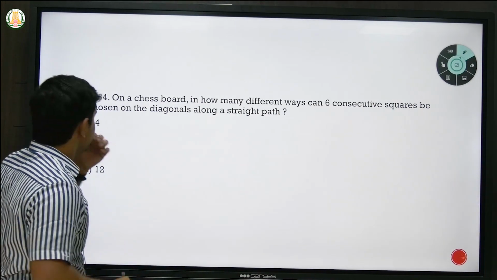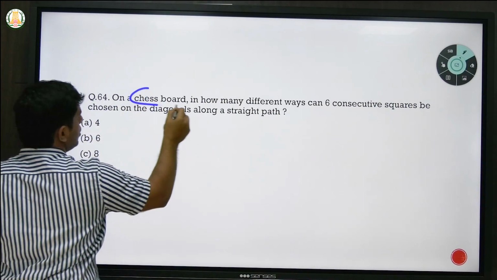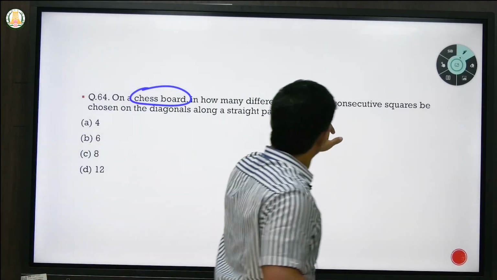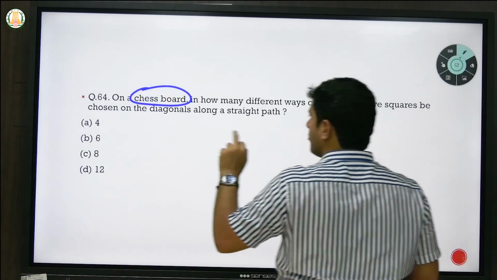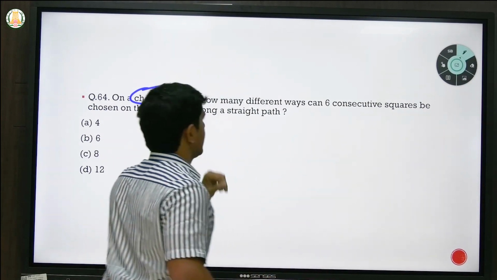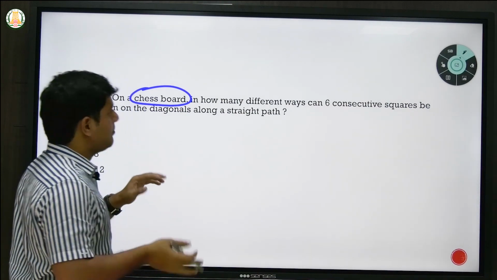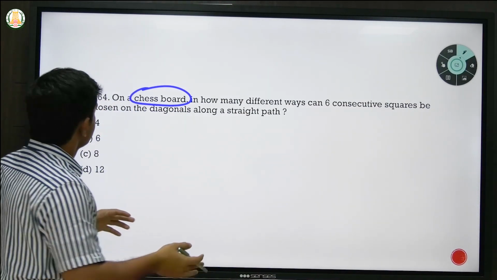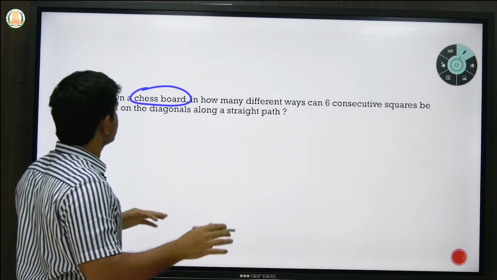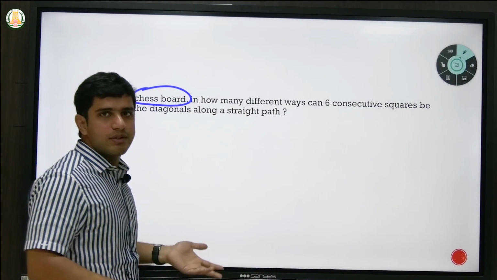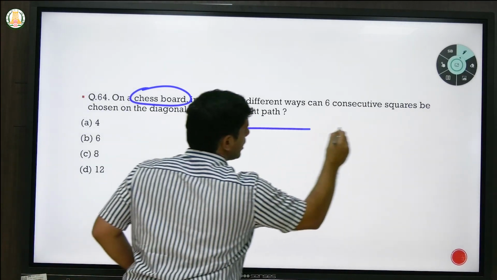Okay, so this says: on a chessboard, in how many different ways can 6 consecutive squares be chosen on diagonals along a straight path? So again, the question has a lot of things in it. Though it seems simple, it is a little difficult. Now, before starting, he said on a chessboard. So let's first draw a chessboard. That's the first basic thing you can do.